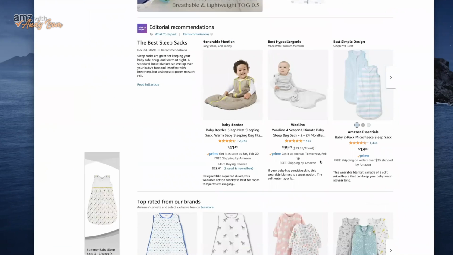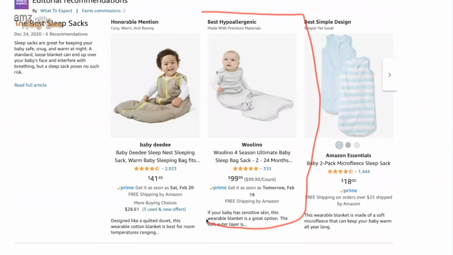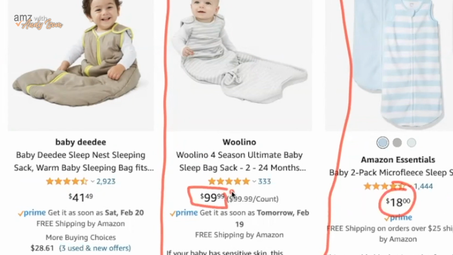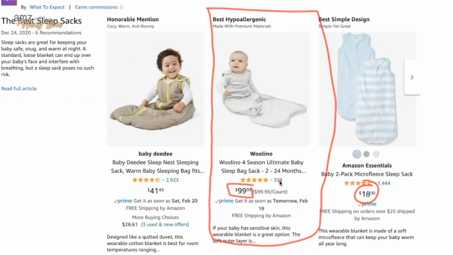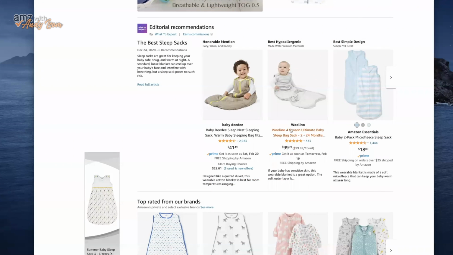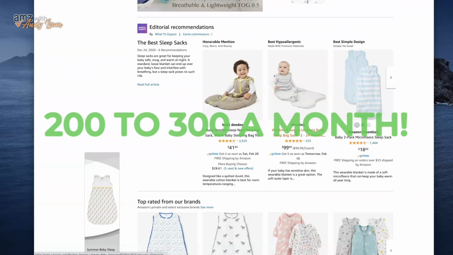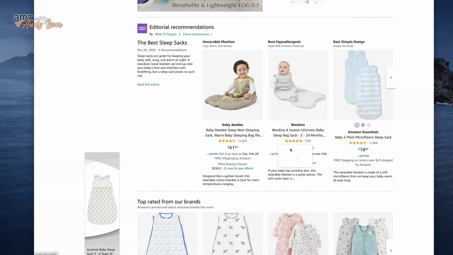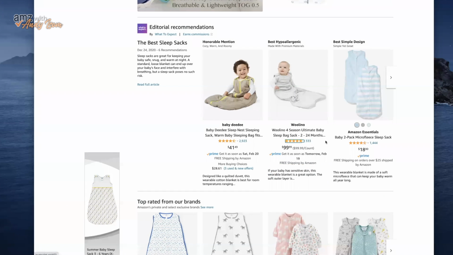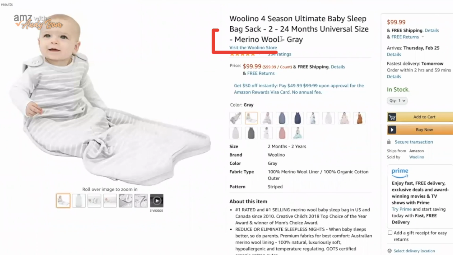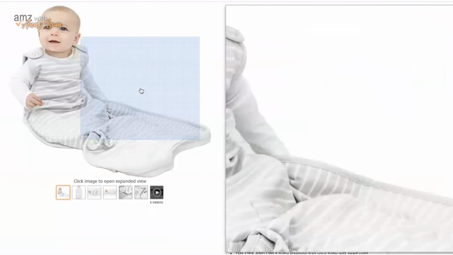I saw one of those on here. Check this. All these other sleep sacks we're seeing on this page are like 18, 20 bucks, right? Oh, this one's 41. But check these out. $100 for one sleep sack. 333 reviews. I actually checked the Jungle Scout data on these guys. They're selling around 200 to 300 a month. So not crazy sales, but crazy good profit margins and crazy good reviews, meaning people like spending $100 on this sleep sack for some reason. Probably because it is 100% merino wool, so it's a premium quality fabric.